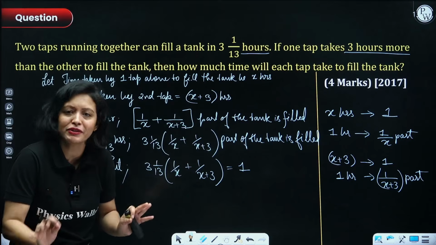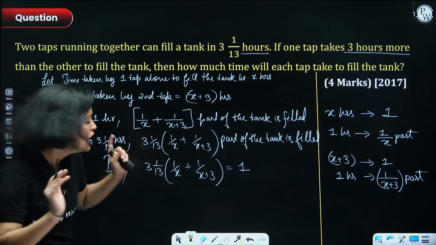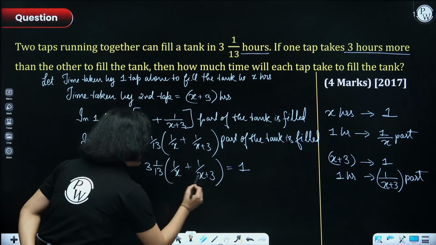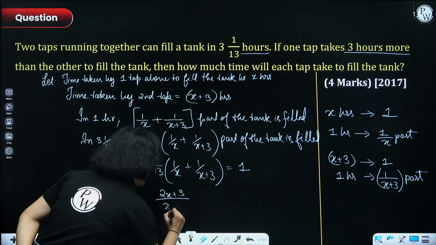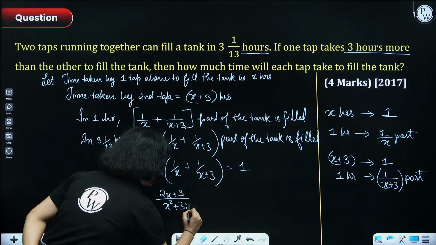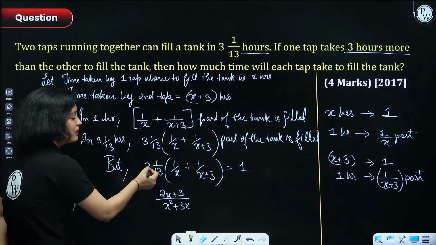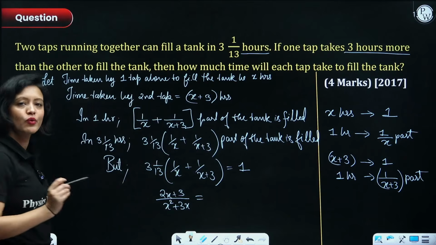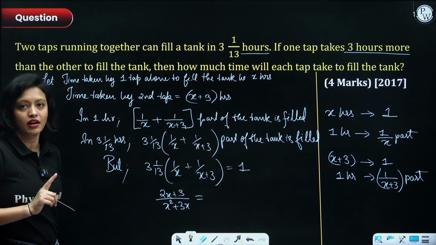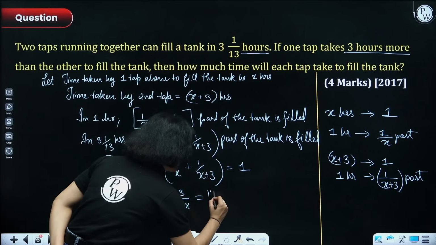Now we just have to simplify this and form a quadratic equation. That's it, guys. So let's quickly do that. Here we'll get (2x+3)/(x² + 3x). This is inside the bracket, guys. I'll take 1/13 to the other side. So 1 by 13 is equal to what? It would be equal to 40/13, right? So this will be equal to 13/40.